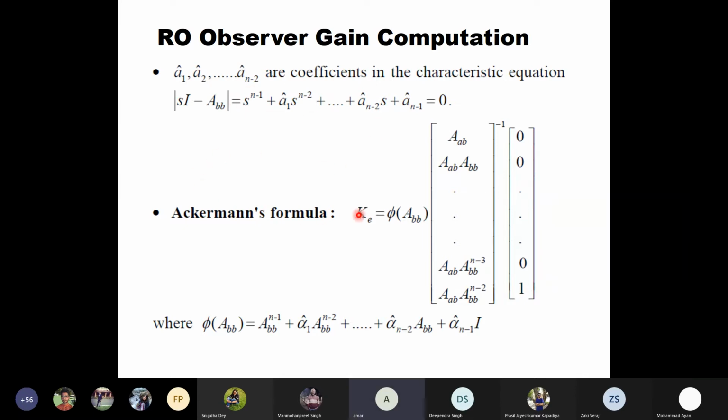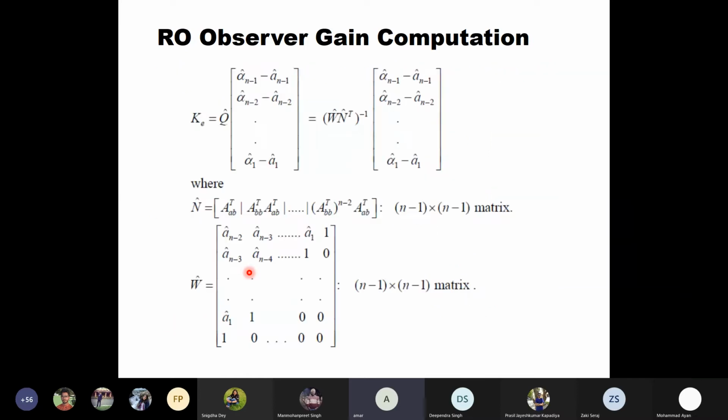Similarly, we can use Ackermann's formula. KE will be given by these expressions, where phi of ABB will be calculated from the expressions given over here. So this is basically the reduced order observer gain computation and the design of the reduced order observer. The design is more or less similar to the full order observer; the only difference is that for a reduced order observer, you have to formulate the reduced order state equations.